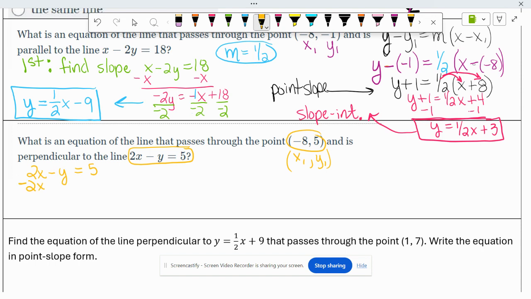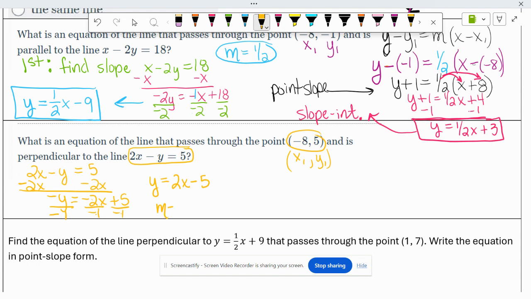Keep going, Brian. Minus 2x, and then what? I have negative y equals negative 2x plus 5. What do you want me to do next? Divide by negative 1. So my equation is y equals a negative divided by a negative is a positive. So that gives me 2x. Positive 5 divided by negative 1 is negative 5.